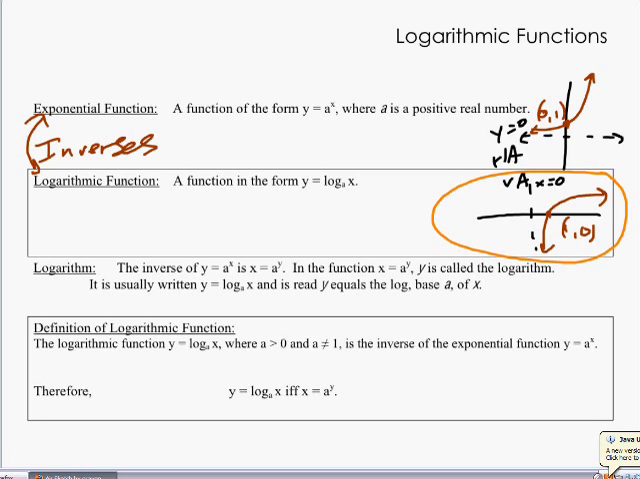So here's the definition of logarithmic function: a function in the form of y equals log base a of x. This is read once again, y equals log base a of x. The a, that's this little guy right here, is called the base, and you say "of x." What this x is called, one moment. This is called the argument.